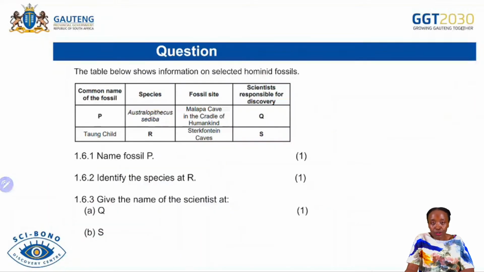Now let's look into questions. Remember all the other sections that you did in life sciences from the beginning up until now. Most of the questions are application types of questions, application.